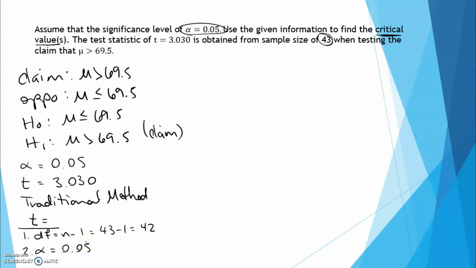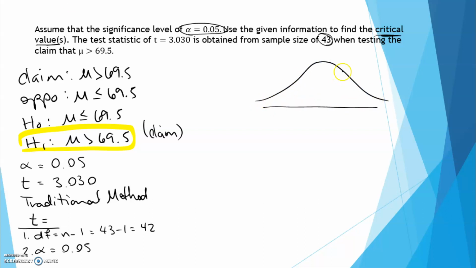So we come back to H sub 1. It's pointing to the right, so I'm in a right-tailed test. So this is t equal to 3.030. This is our test statistic. So this alpha right here is going to be in one tail.